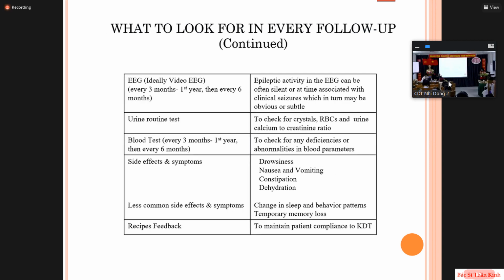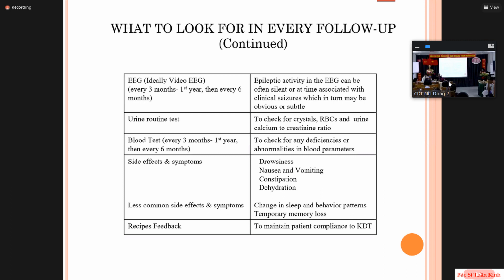We also do a video EEG baseline, and then it is repeated every 3 months in the first year and every 6 months after that. So this helps to check the epileptic activity in the EEG, which is often silent or at times associated with clinical seizures, which in turn may be obvious or subtle. The urine routine test is also done to check for crystals, RBCs, and urine calcium to creatinine ratio. So this is done on a monthly basis.